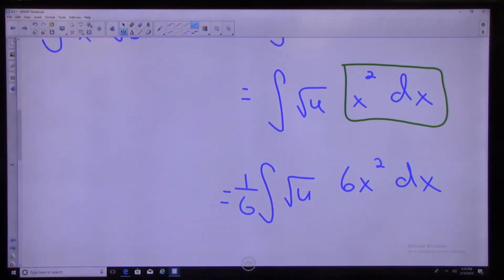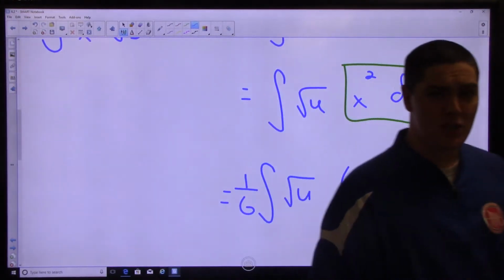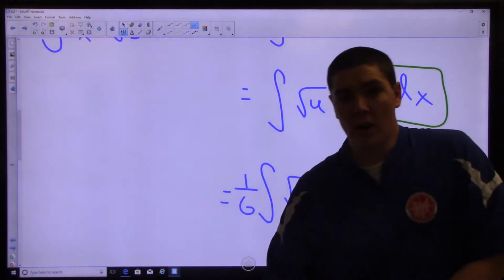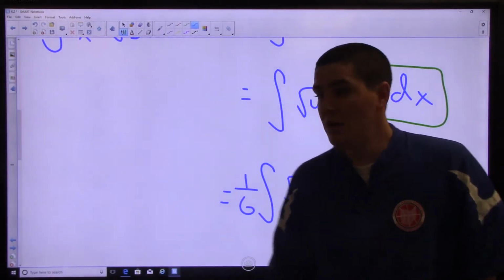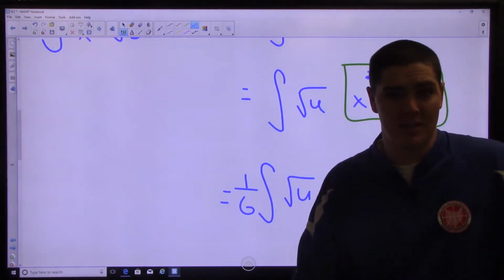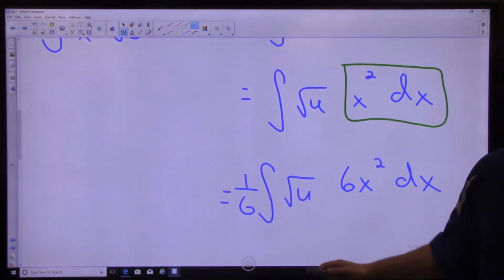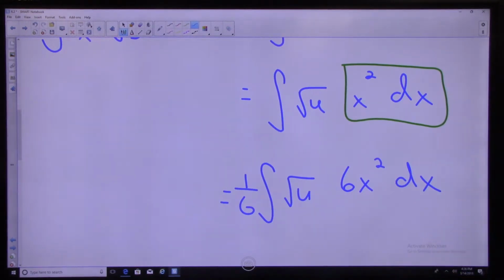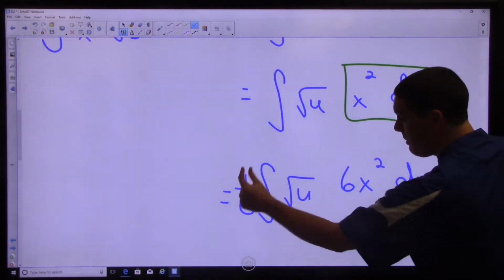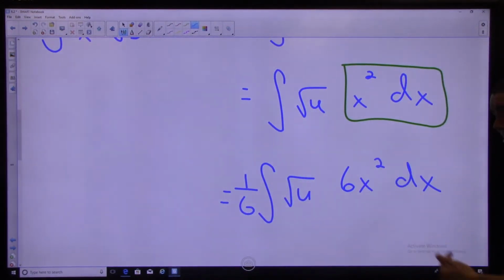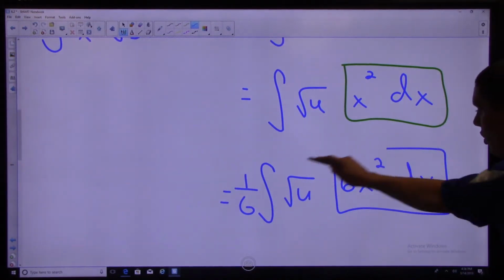So guys, think about that. If we multiply by 6, yes, that changes the value. But then if we turn around and multiply again by 1/6, well, what is 1/6 times 6? The answer is 1. Guys, I can multiply all day by 1. I can multiply by 1 as many times as I want. So that's what we're going to do: multiply by 1/6 and 6 at the same time. The reason I did that is to make this look like du.